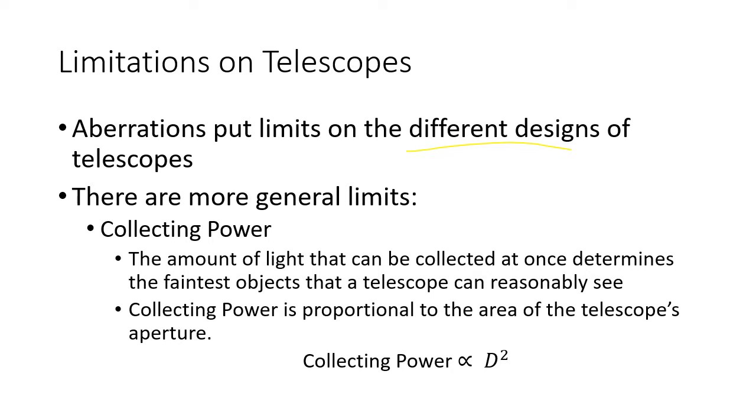The kind of things I mean by more general limits that are fundamental are things like collecting power. Collecting power is just the amount of light that's going to enter your telescope, and that just depends upon the area of the aperture of your telescope. Therefore collecting power is proportional to the square of the diameter, or the square of the radius. But usually it's the square of the diameter they ask you to talk about. So collecting power is a fundamental limit on a telescope. It wouldn't be affected by whatever design of telescope we use, whether refracting, reflecting, Cassegrain, Newtonian.